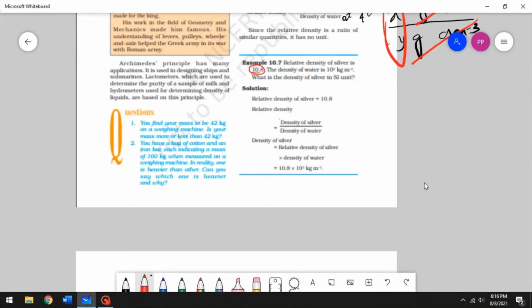One thing I want to mention is that in such questions, they give you the relative density, they give the density of water, and they ask us to find the density of that substance. So when they give the density of water in kg per meter cube, you need to give the density of that object, in this case silver, in kg per meter cube, or here they asked in SI unit, so you need to give in kg per meter cube. If they asked in CGS unit, you need to give in grams per centimeter cube.